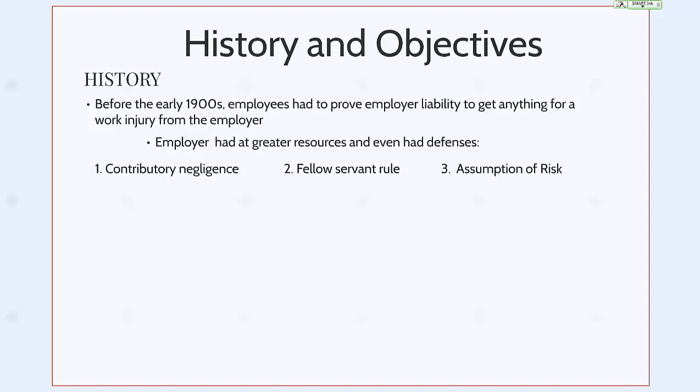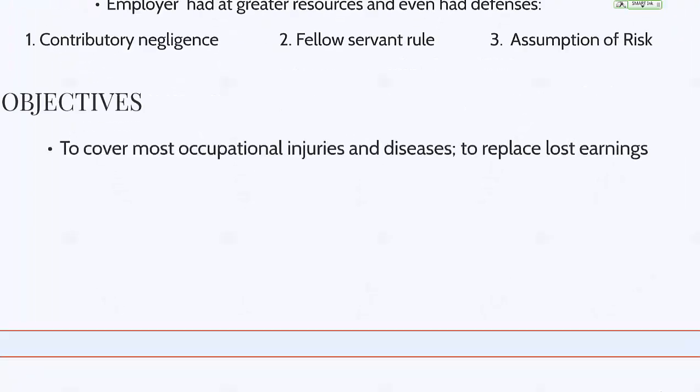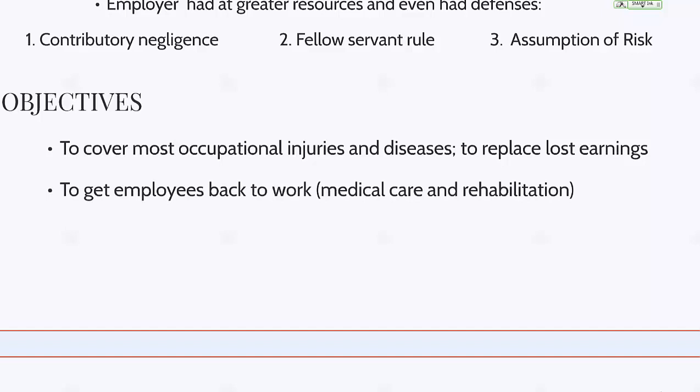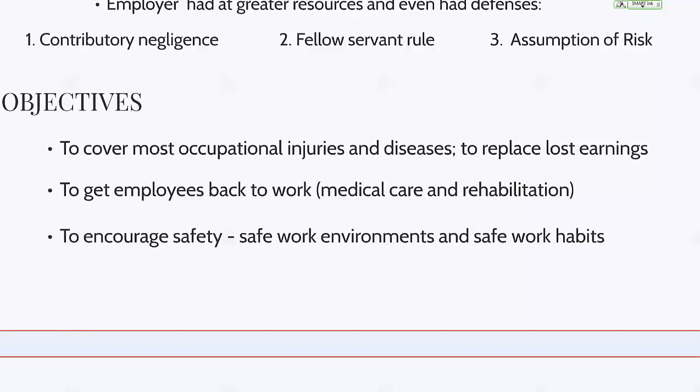This seemed unfair to most people in society, and so now workers' compensation objectives are to cover most occupational injuries and diseases and to replace lost earnings, and to get employees back to work by providing medical care and rehabilitation. Also, to encourage safety, to provide safe work environments and safe work habits.